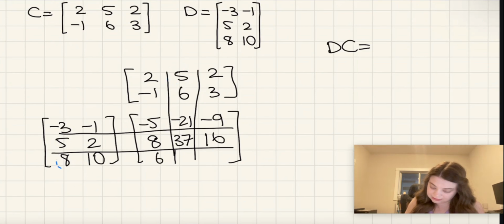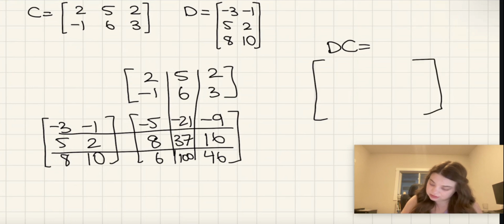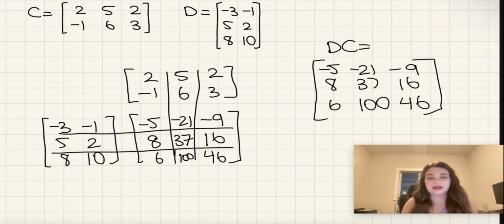Then we have 5 times 8 is 40, plus 6 times 10 is 60. So 40 plus 60, that's 100. Then we have 2 times 8 is 16, plus 3 times 10 is 30. So 16 plus 30 is 46. So therefore, our matrix DC is this matrix: -5, -21, -9, 8, 37, 16, 6, 100, 46. And there we go.